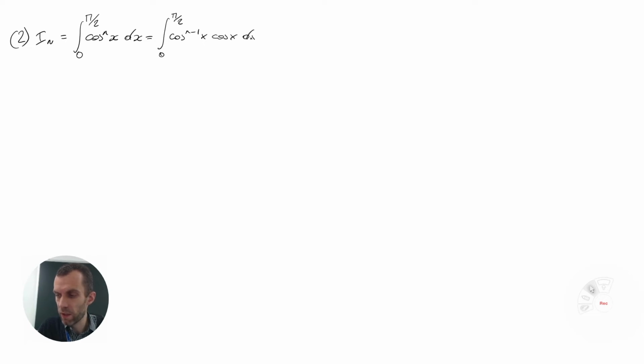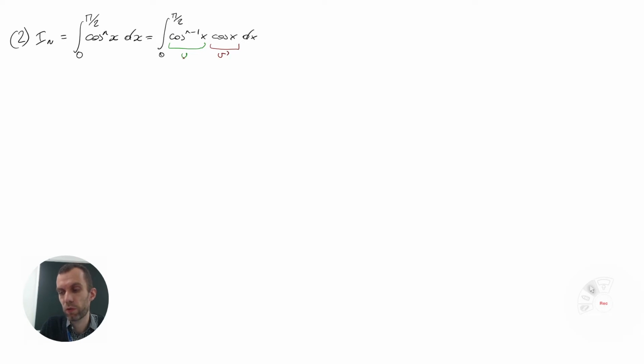So for the second example, we'll look at an expression I_n, which is the integral from 0 to pi over 2 of cosine to the power n of x dx. In order to apply integration by parts, we'll first rewrite this as cosine to the power n minus 1 of x times cosine x dx, and then we'll call this thing u and this thing v prime.